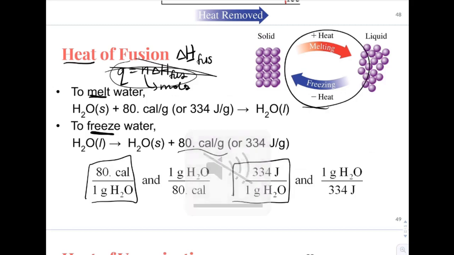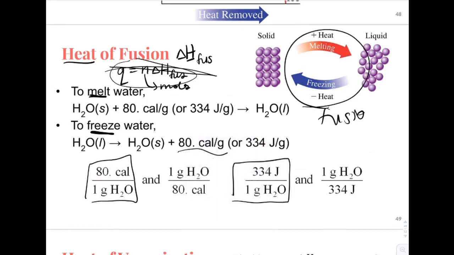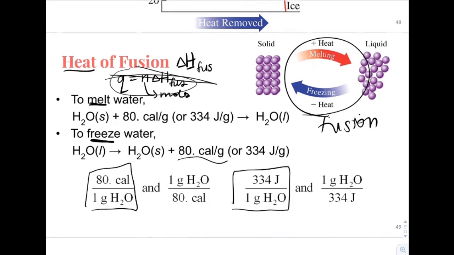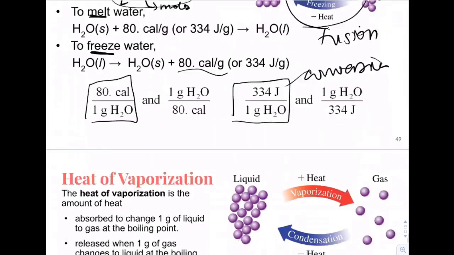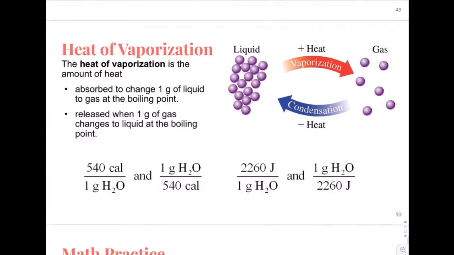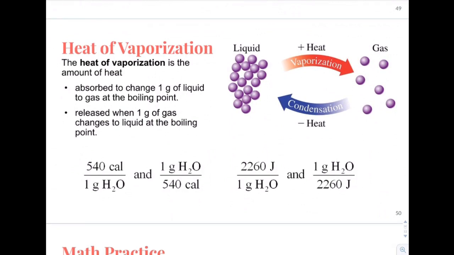Using the heat of fusion, I'll give you that number, and it's just a conversion. So you're just going to be using it as a conversion. Now the other change you're going to look at, so this is heat of fusion, the other change we're going to look at is vaporization. So this is the heat, the enthalpy of vaporization.